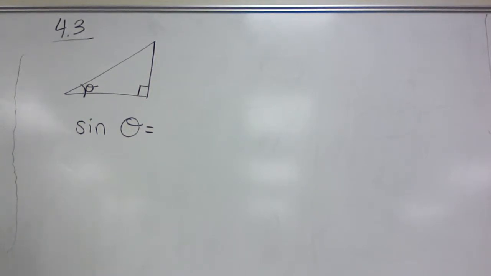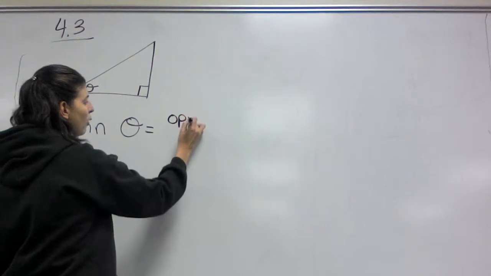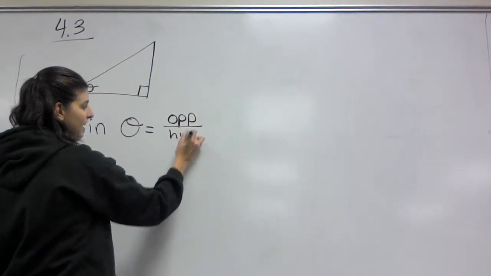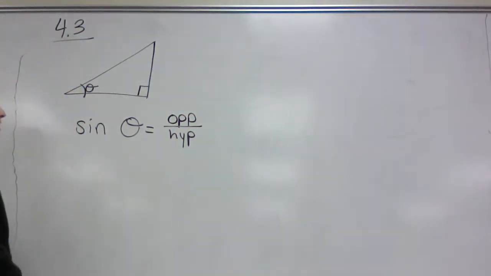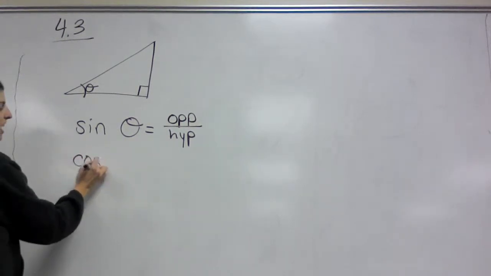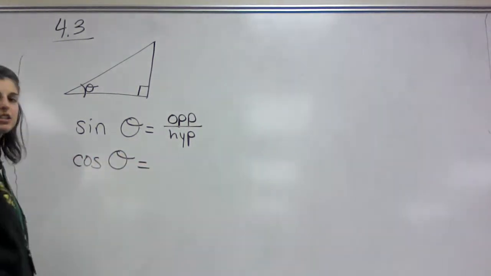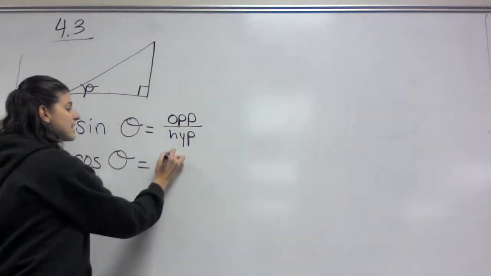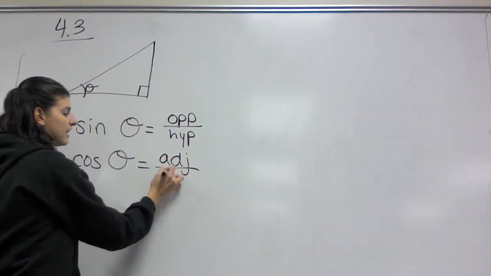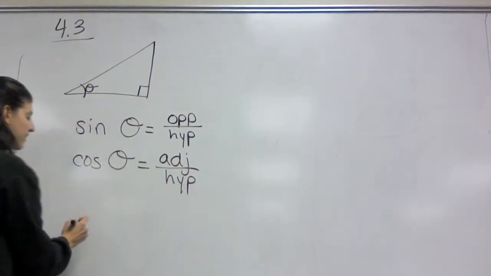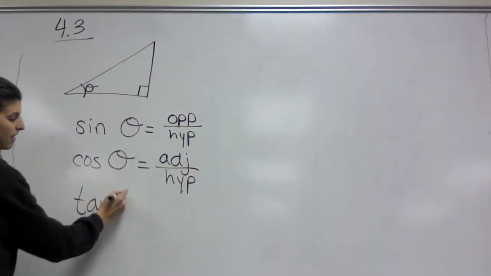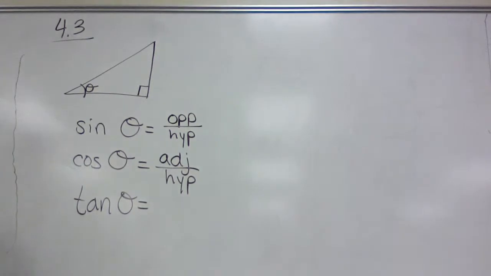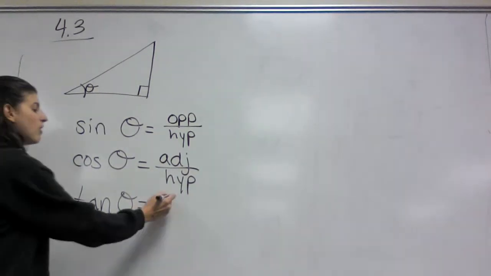Who can tell me? Let's just review. Go, Trevor. The opposite over the hypotenuse. The opposite side over the hypotenuse side. Okay? The cosine of an angle will equal what 2 sides divided? Adjacent over hypotenuse. The adjacent side over the hypotenuse side. And then the tangent is equal to the opposite over the adjacent.